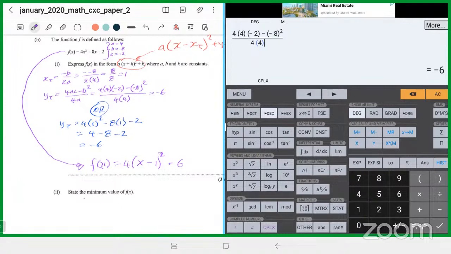Unmute your mic and tell me the minimum value of f of x. We're talking this all class. Come on.